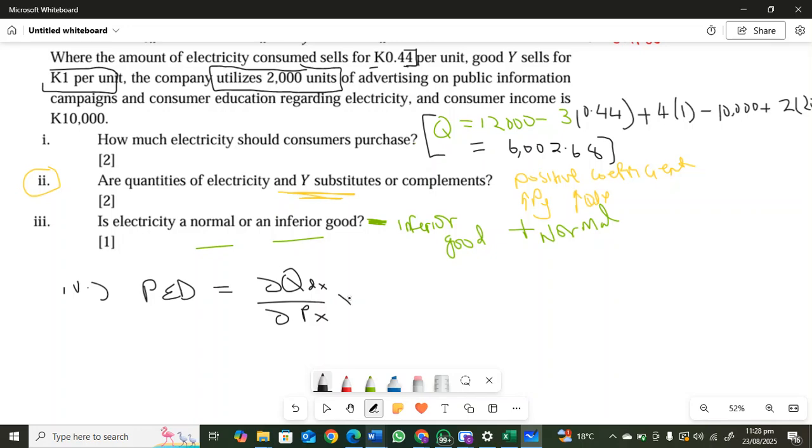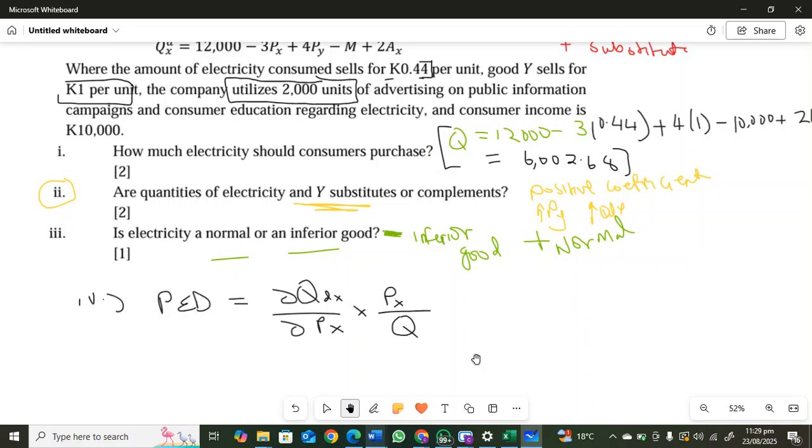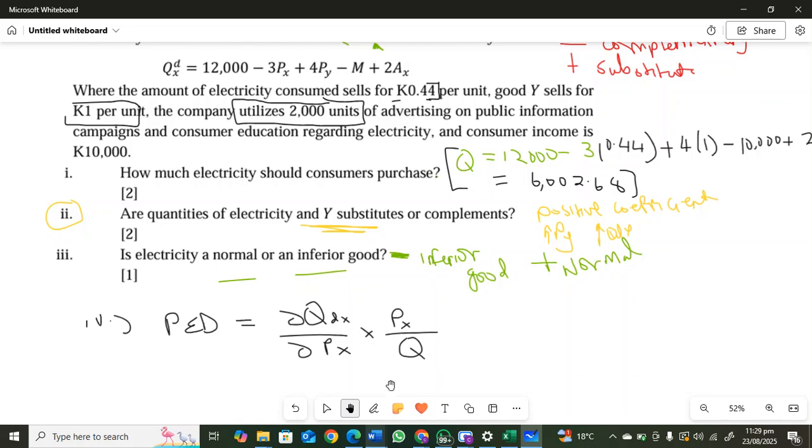Then you multiply that by Px, price of good X, over Q. That's what you need to do. This is the formula for price elasticity of demand. So our demand function, we're going to derive it with respect to Px, meaning any number that doesn't have a Px is disappearing.